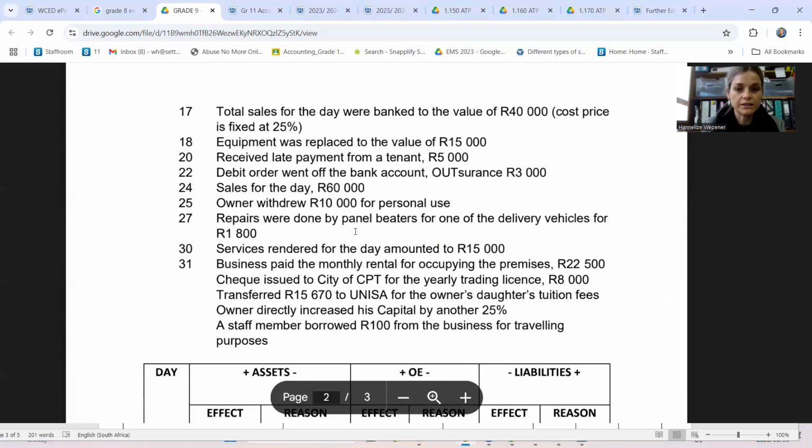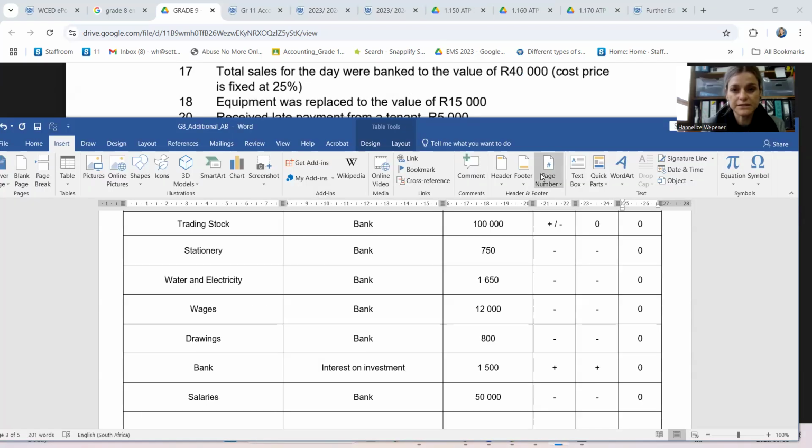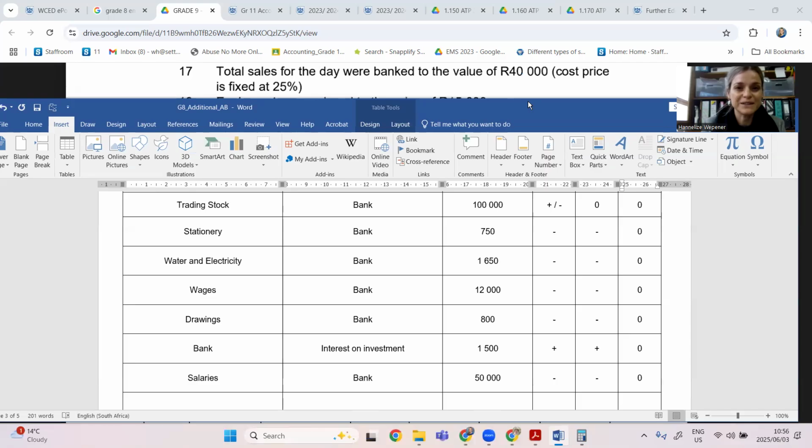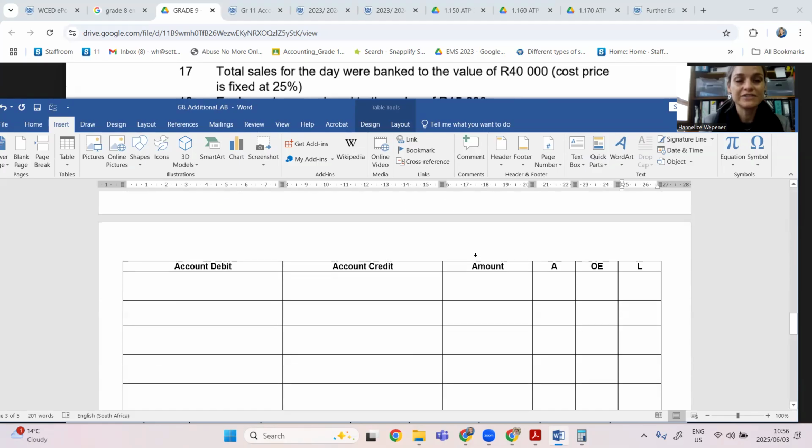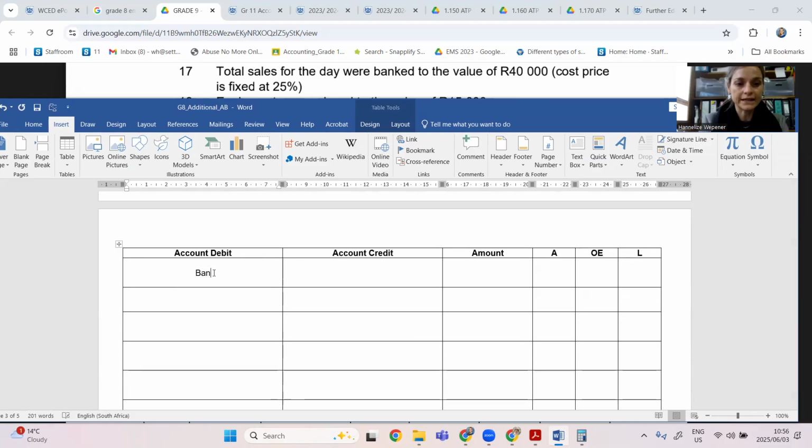Okay, we move on. Don't worry, I'm not going to do all of them because it's a lot of repetitive stuff going on here. Okay, so total sales for the day were deposited into our bank account. So we now, as a business, received money. Therefore, we have more money, more bank, debit bank. The reason why we have more money is because we sold goods. So the reason for more money is sales. And the amount that we received was 40,000 Rand. So I have more bank and more profits going to the owner, no liabilities there.